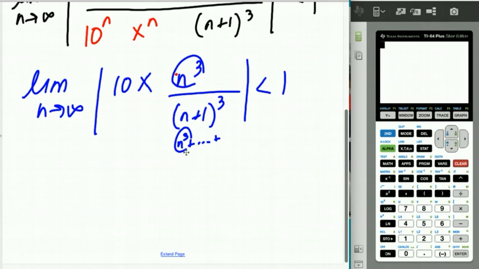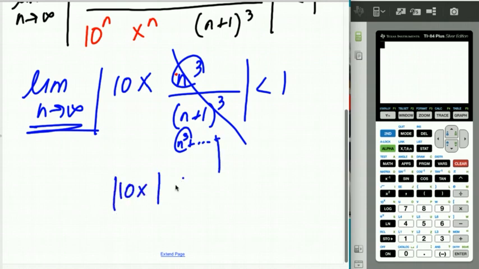Oh, and for the record, if you know Pascal's triangle, you know this is n cubed plus 3n squared plus 3n plus 1. When I say plus a bunch of stuff, I'm not negating the fact that I actually know how to FOIL out n plus 1 quantity cubed. I'm pointing out that it's irrelevant, right? So this definitely becomes a 1. Once you know that, you've got a 10x is less than 1.